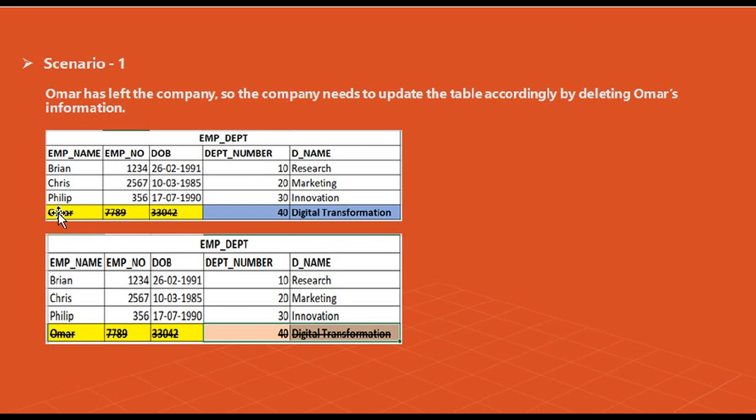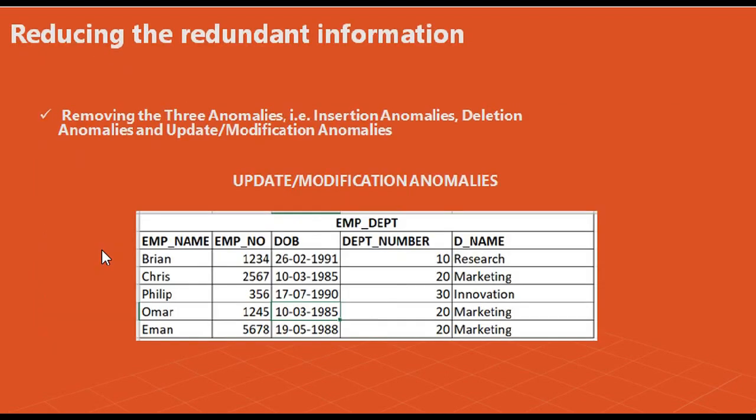Let's come to the next anomaly, which is the update or modification anomaly. It's almost the same as the deletion anomaly. Now we'll see this. This is again another instance of the employee department table. Let's directly come to the scenario. Here the scenario is that the marketing department has recently been renamed to marketing and strategy. This is a very common scenario, so the company needs to update this in their database. There are 3 instances of marketing related records in this table. The employees working in the marketing department are Chris, Omar and Iman.